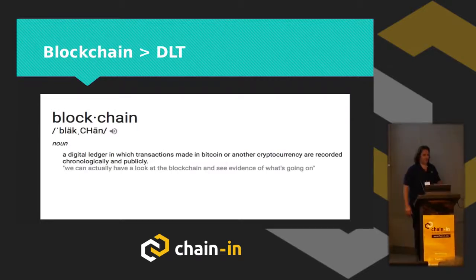So the formal definition for blockchain can be something very boring: a digital ledger in which transactions are made in Bitcoin or any other cryptocurrency or crypto asset or crypto token, and they are recorded chronologically and publicly. I'm not going to go into the technological details of the blockchain. I mean, you've already had some very good presentations here. But in the definition itself, you can find there the digital ledger.